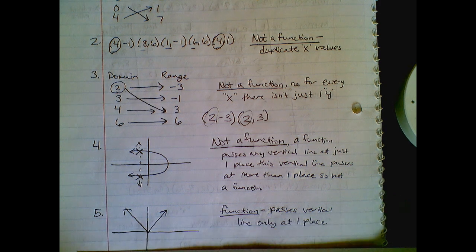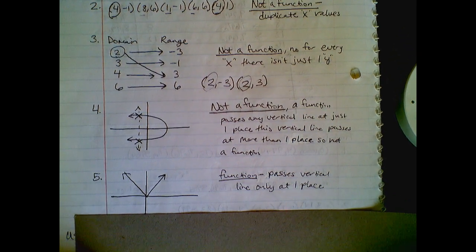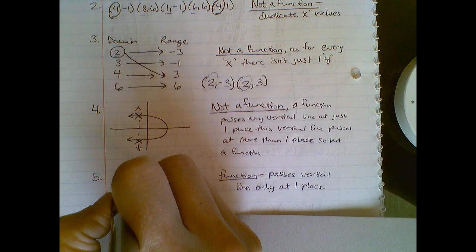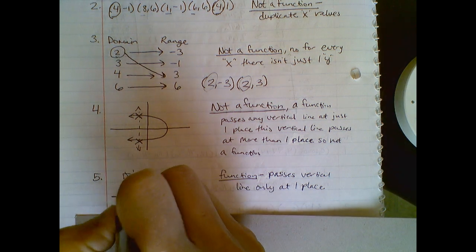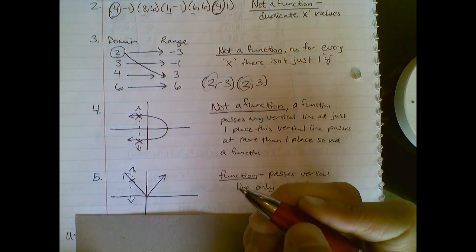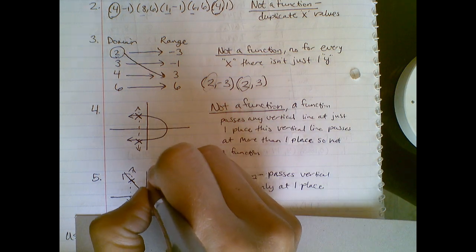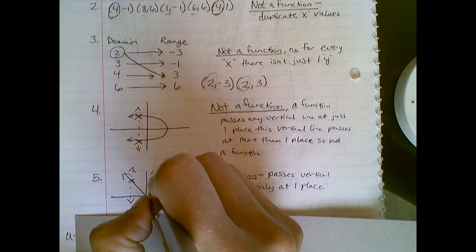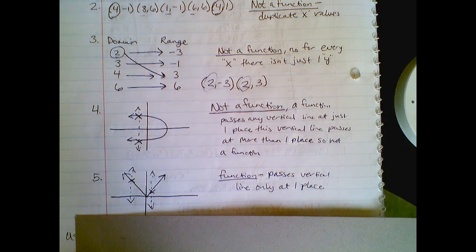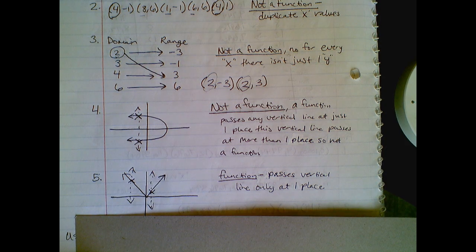So let's try this number 5. Okay, so if I make a vertical line anywhere on this, so let's say I make it right here, notice it only crosses at one place, so it's a function. If I would move my vertical line over here, it still only crosses at one place. So regardless of where I move that vertical line, it's only crossing at one place, so this one is a function.